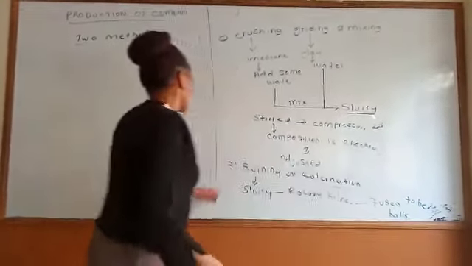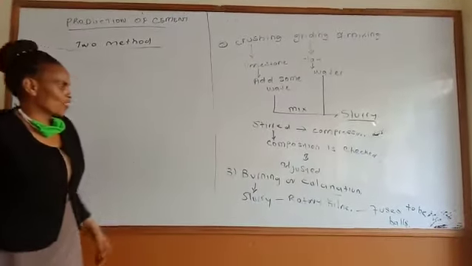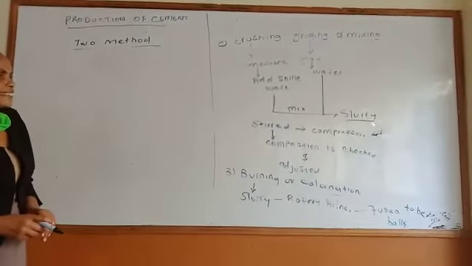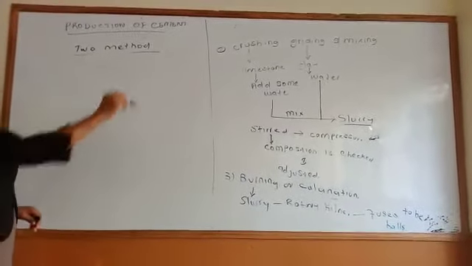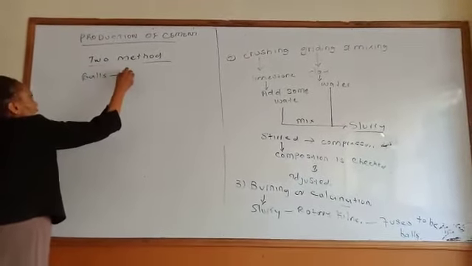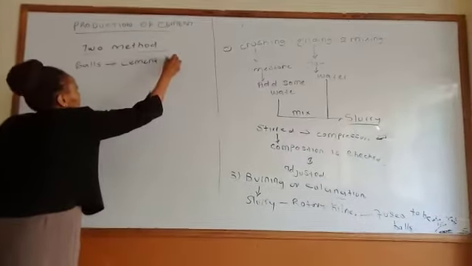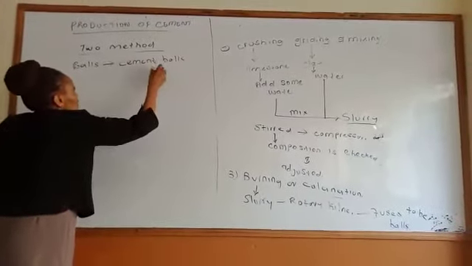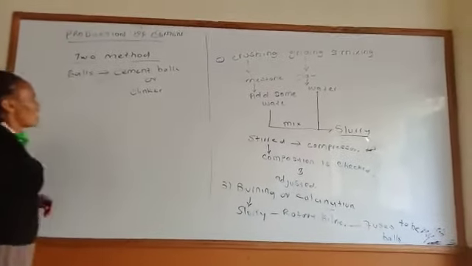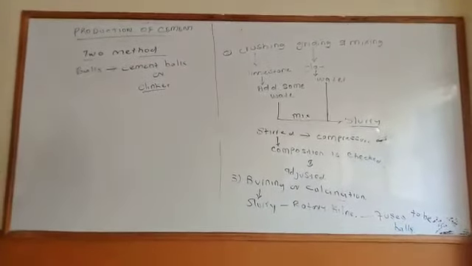So by the time we are finishing the third step, we no longer have something that is liquid, but instead we have what we call balls. These balls are known as cement balls or clinker. And it is the clinker that now gives us the cement.